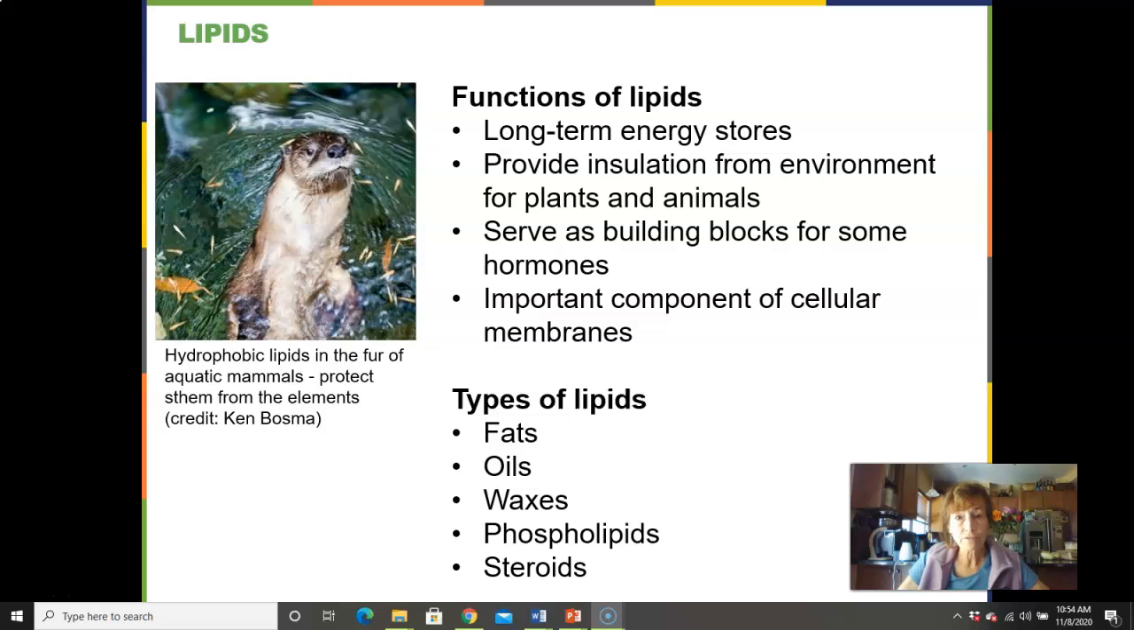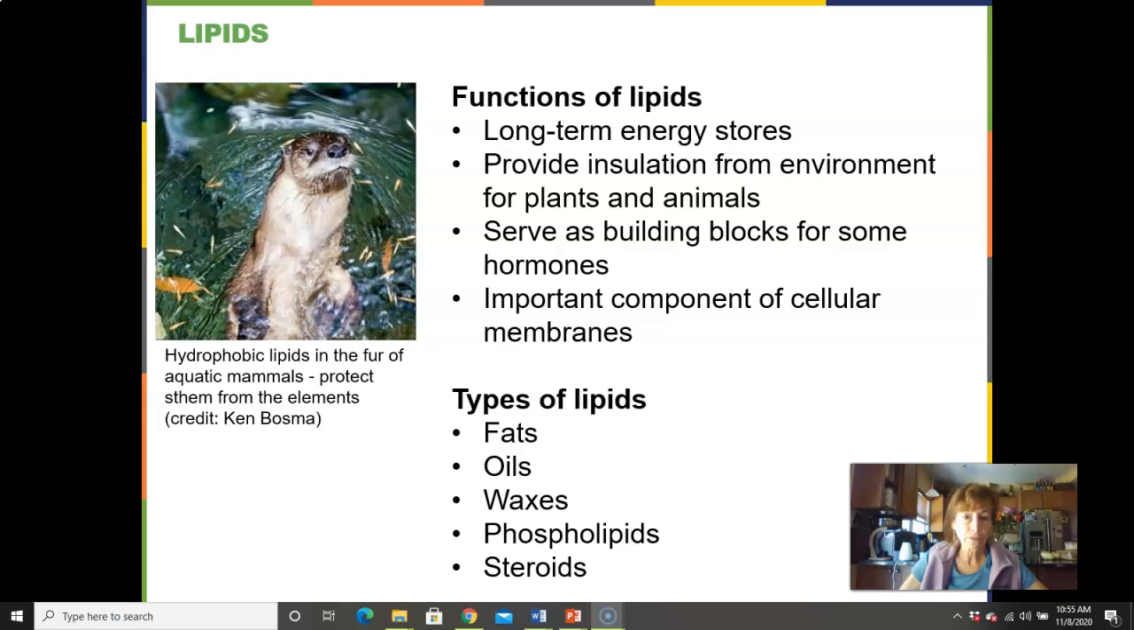Lipids are great for energy. As a matter of fact, if you eat per gram, like butter, for example, or some other lipid, you're going to get over twice as much energy than you would for an equal gram of a carbohydrate or even a protein. So it's a really high energy source. It's used for insulation, in other words, for the fat that keeps our organs warmer and our bodies warmer. It's a building block for hormones, and it's a really important component of cellular membranes, as we're going to see.